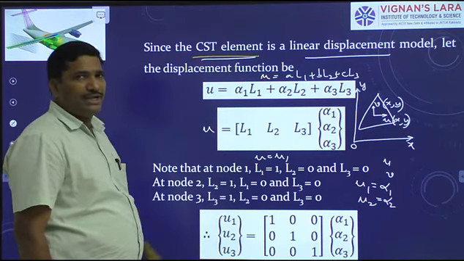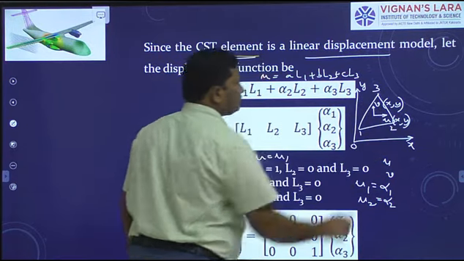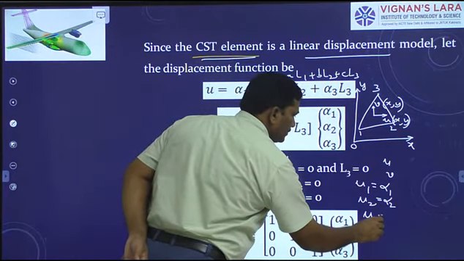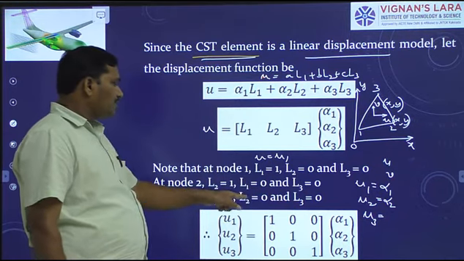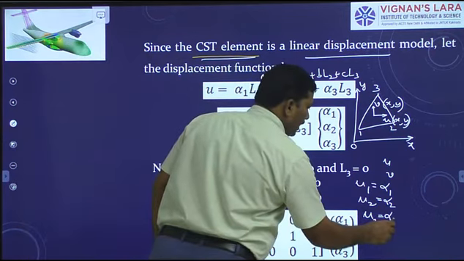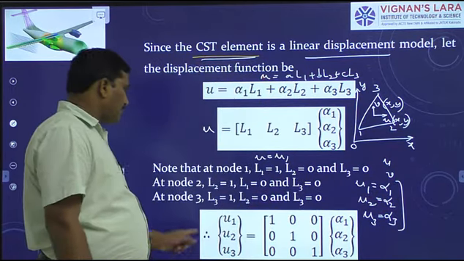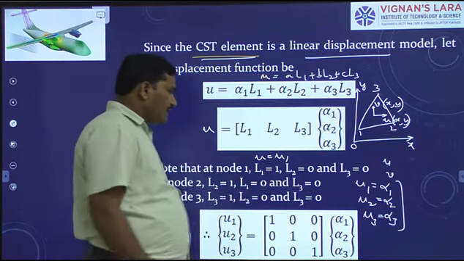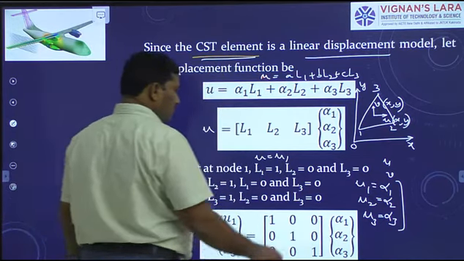Next, at node 3. This is node 1, this is node 2, and this is node 3. At node 3, u equals u3. Hence, u3 equals, at node 3, L3 is 1, L1 is 0 and L2 is 0. If you substitute here, then what do you get? u3 equals alpha 3. We have 3 equations. These 3 equations we can represent in matrix form like this. From this you can determine alpha 1, alpha 2 and alpha 3.